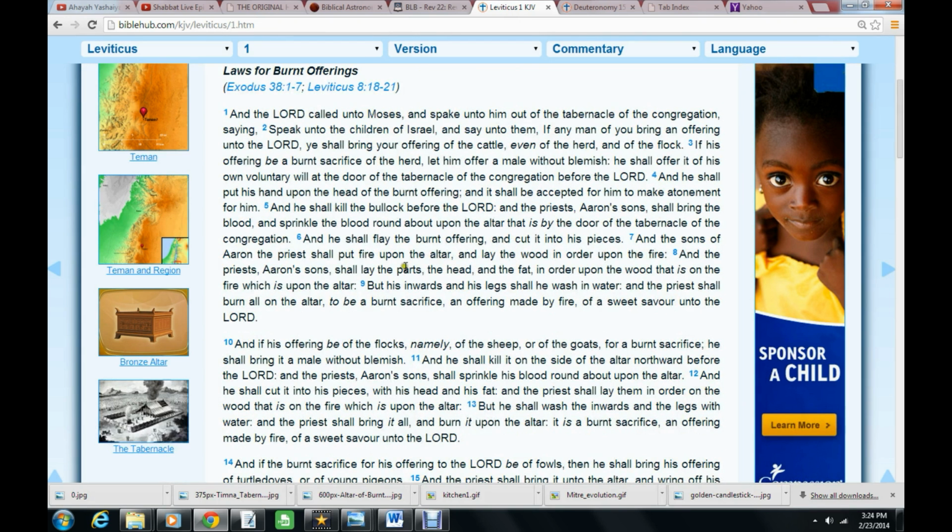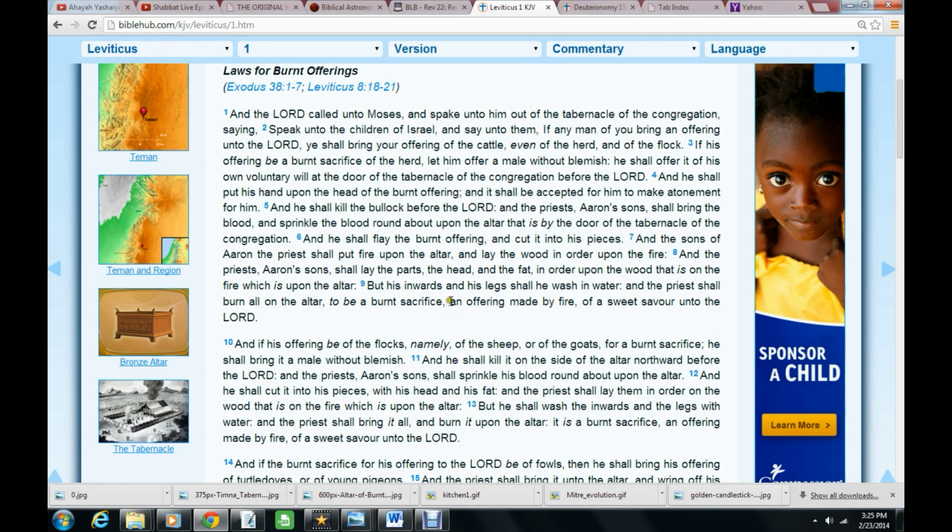And he shall flay the burnt offering and cut it into pieces. So the burnt offering needs to be cut into its pieces. And the sons of Aaron the priest shall put fire upon the altar and lay the wood in order upon the fire. And the priest Aaron's sons shall lay the parts, the head and the fat, in order upon the wood that is on the fire, which is upon the altar. So first shall lay the parts, second shall lay the head, third shall lay the fat in order.